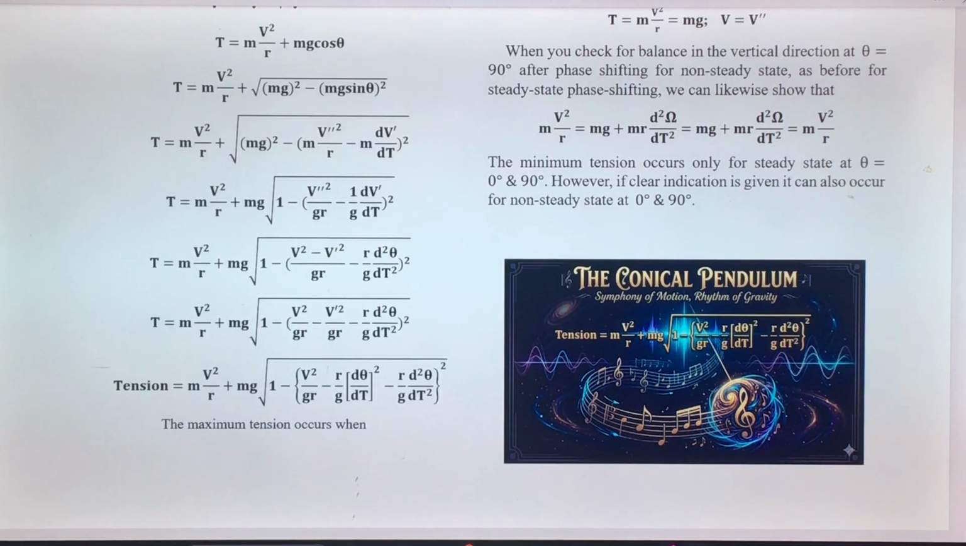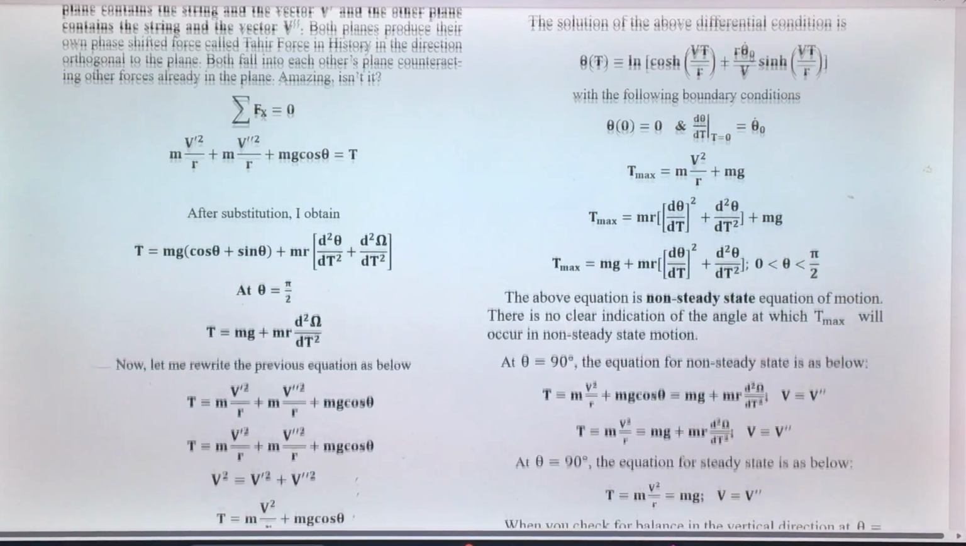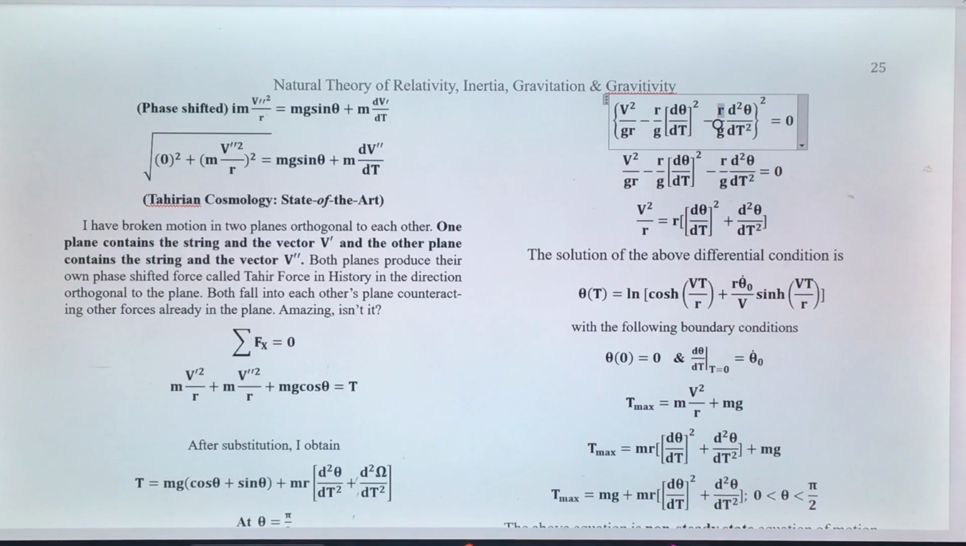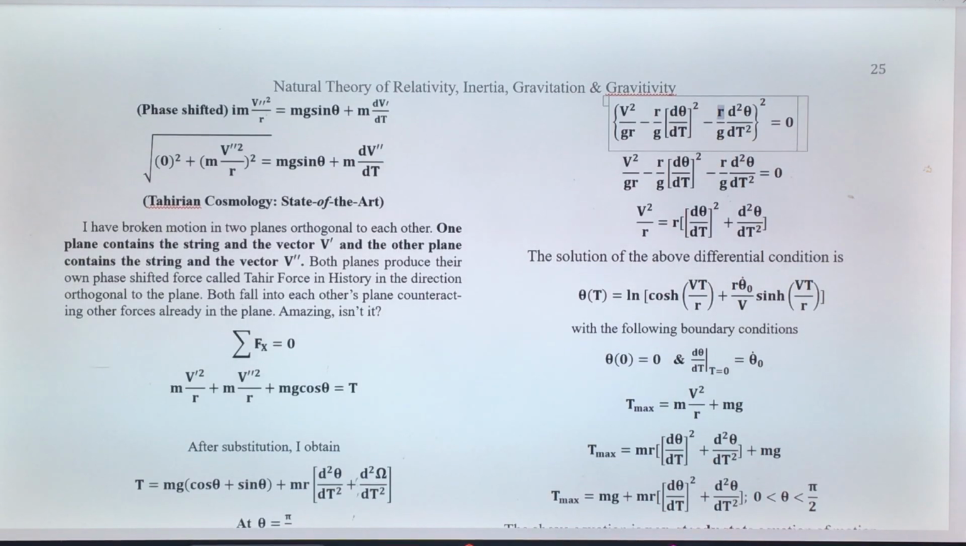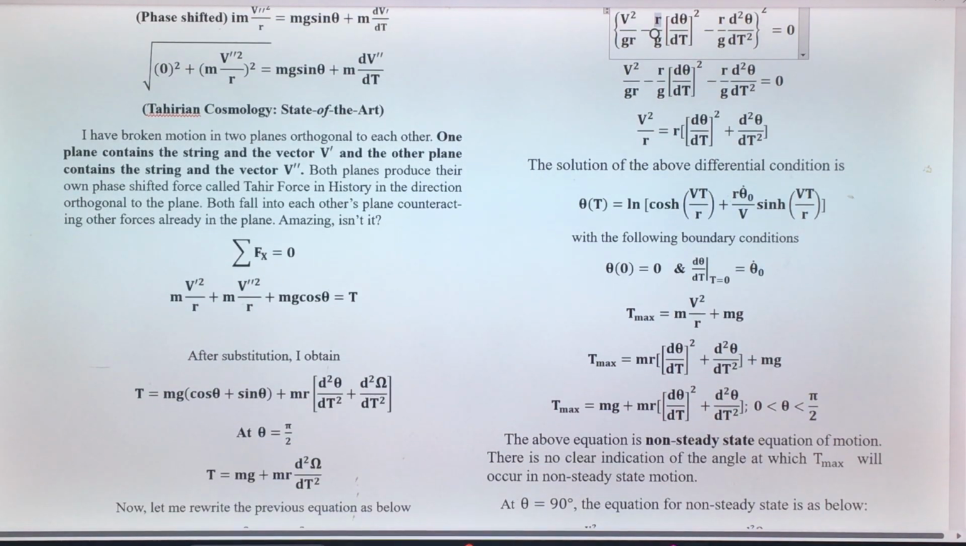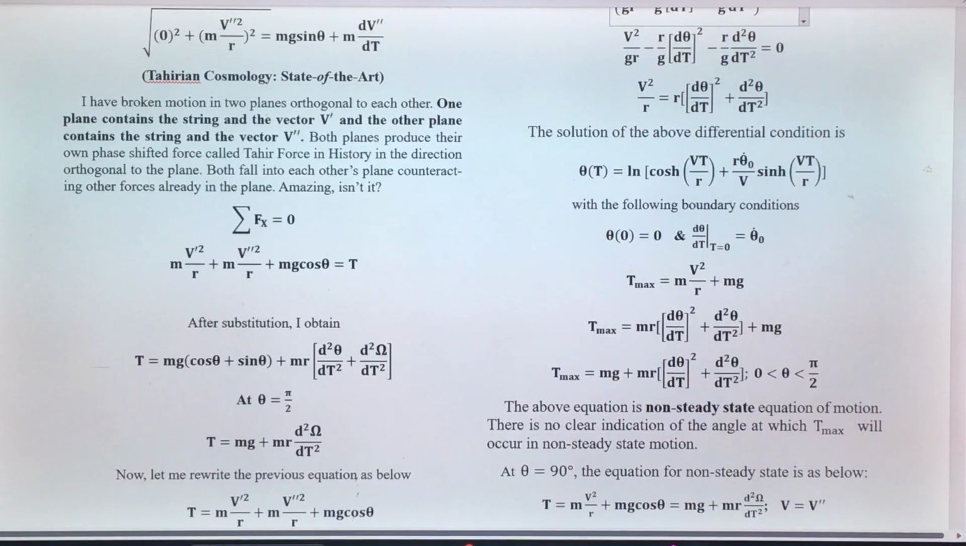So the maximum tension occurs when the expression in the radical sign is equal to 0. Guys, when this expression becomes equal to 0, we get the maximum tension for theta greater than 0 and less than pi by 2. The solution of the above differential condition is a hyperbolic curve.